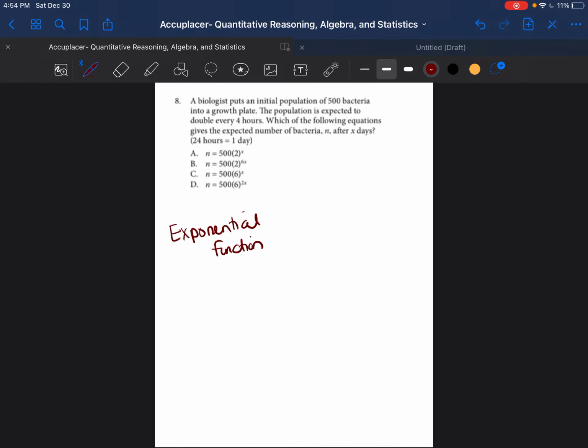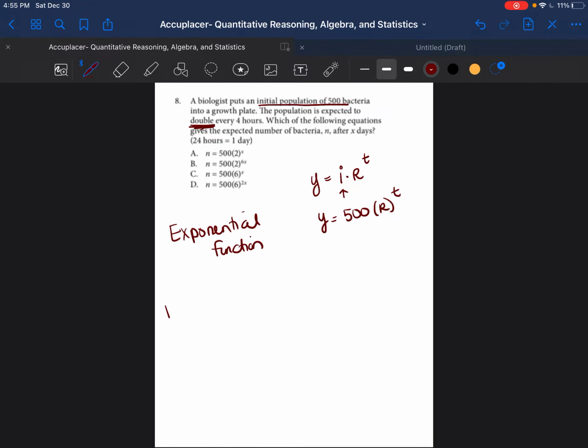So when we're talking about exponential functions, it's usually saying y is going to be equal to the initial times the rate, and then t is going to be an exponent. Initial means what is it starting off as? So it tells us what the initial population is: 500. So now we know y equals 500, then there's going to be a rate, and then there's going to be a time. Okay, then the rate is telling us that it doubles every 4 hours. So the rate is doubling.